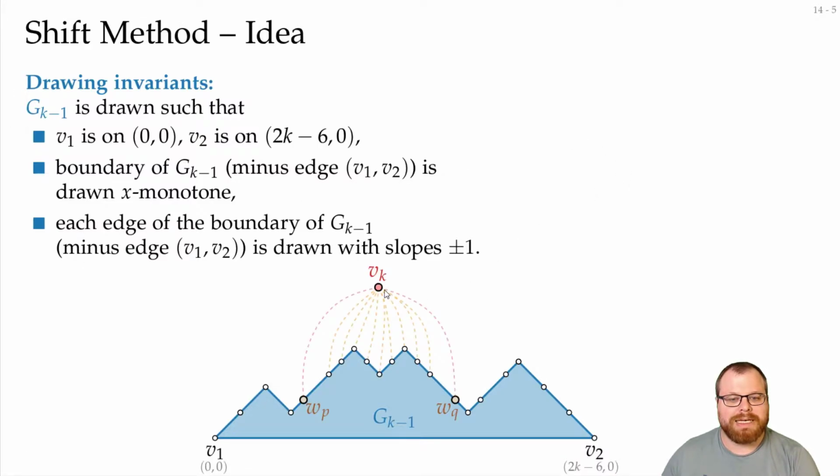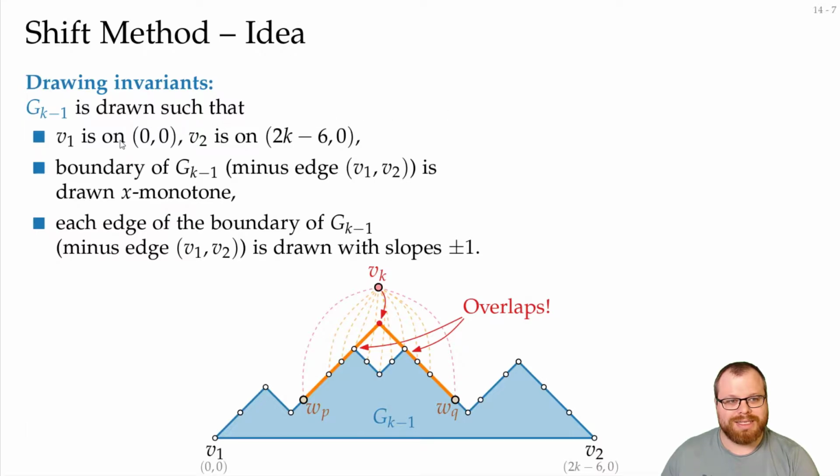Now we want to place our new vertex vk. We have the leftmost neighbor wp and the rightmost neighbor wq. We have to make sure that these conditions still hold. So the only way to create an edge between wp and vk and an edge from vk to wq is by making the slope plus 1 here and minus 1 here. So we have to place the vertex at this position. But now this is a problem, because here we have overlaps, so the drawing is not planar anymore.